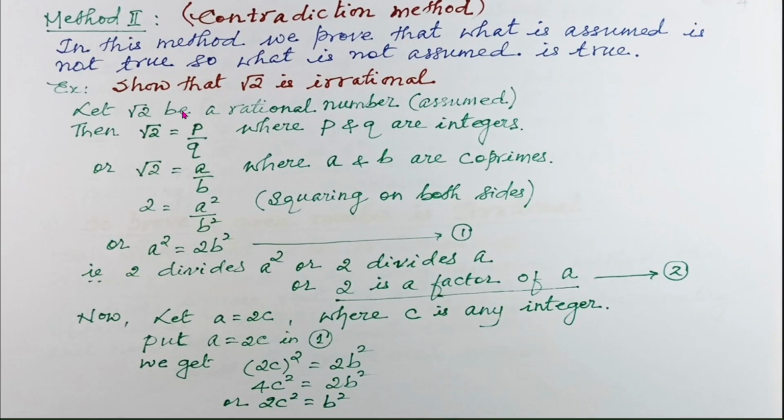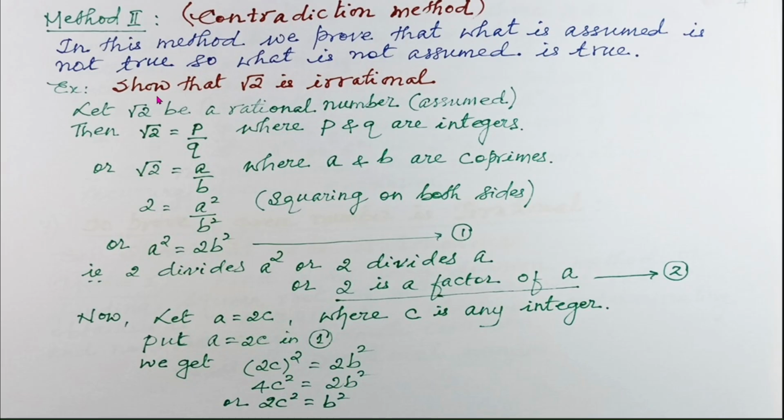Now method number 2, the second method, is the contradiction method. And what is this method? What is meant by the contradiction method? In this method we prove that what is assumed is not true, and so what is not assumed is true.